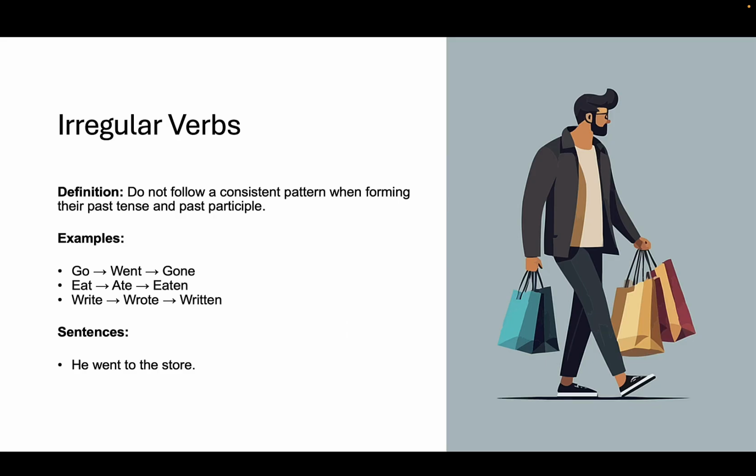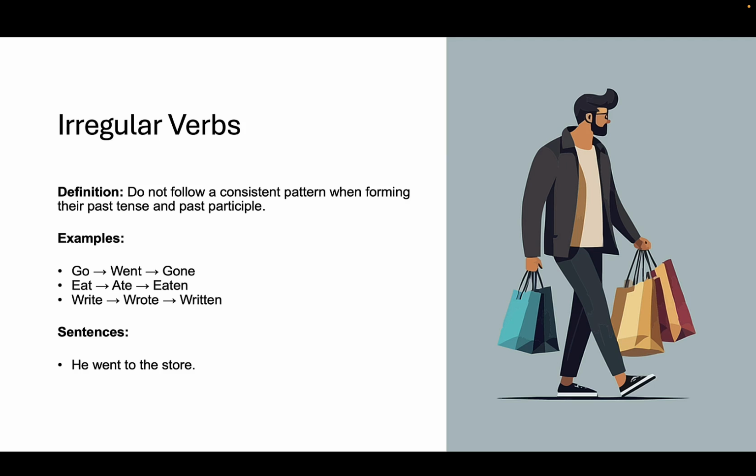Irregular verbs do not follow a consistent pattern when forming their past tense and past participle. Examples include go, went, gone; eat, ate, eaten; write, wrote, then wrote to written. You can see how they change.